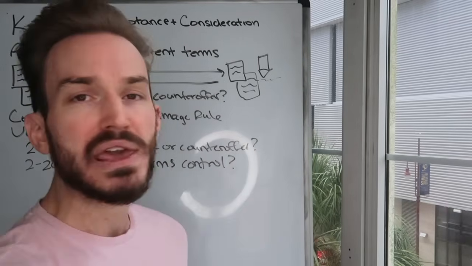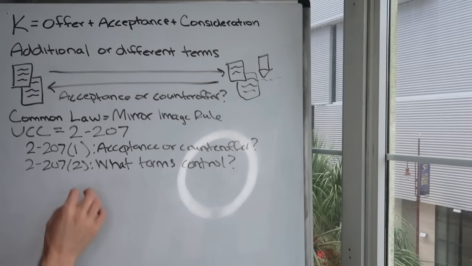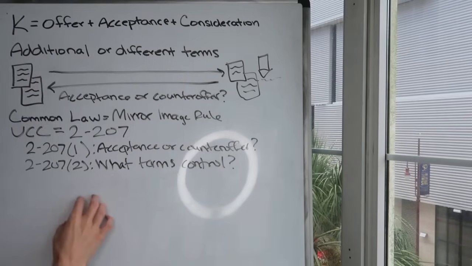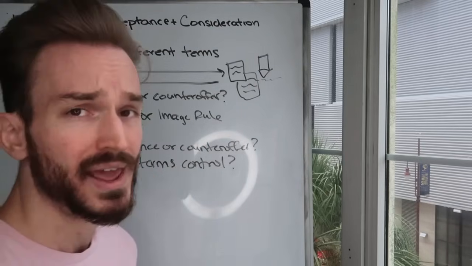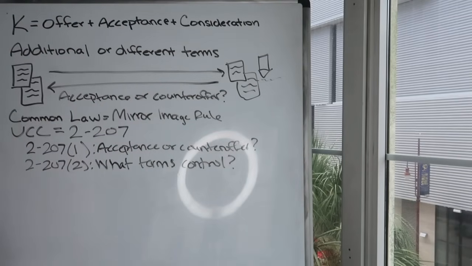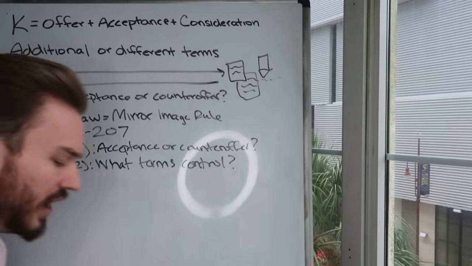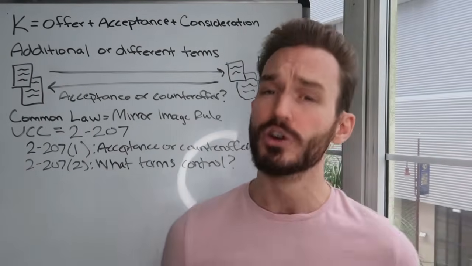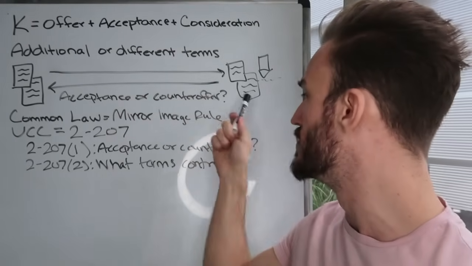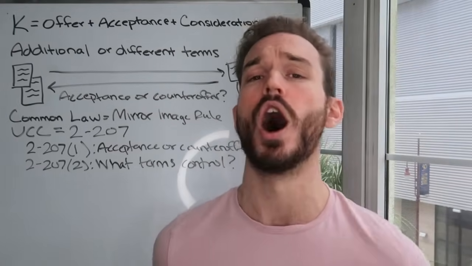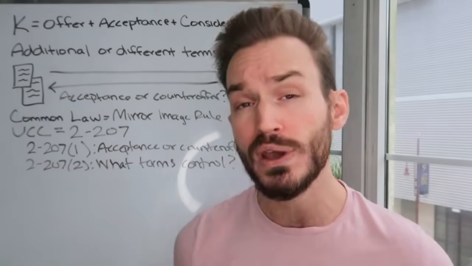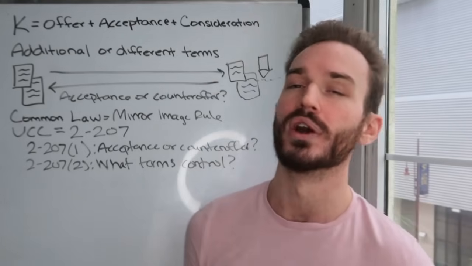It's its own beast, like I said before, and really most of the time that 2207 is being tested on a contracts essay, you're going to be dealing with subsection 1 and 2, not subsection 3. Okay, but let's go ahead and jump into it. Let's go back to 2207-1. How do we determine, when this is communicated back, when the offeree receives that offer sheet and sends it back, whether it's an acceptance or a counteroffer?